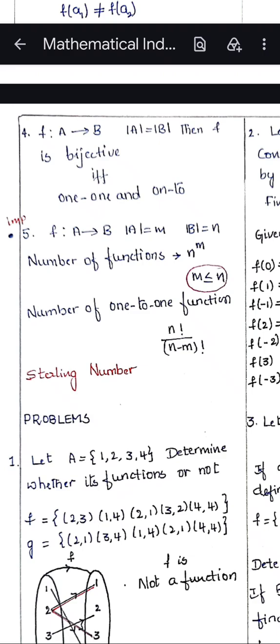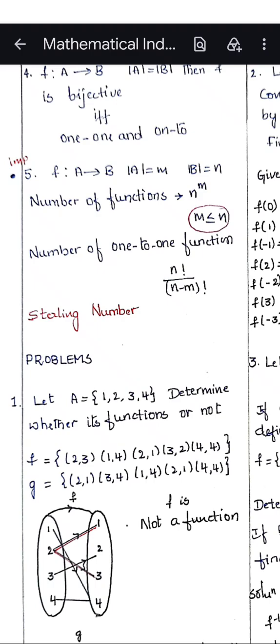For example, for a function from A to B, mod A is m, mod B is equal to n. The number of functions is n power m. Here m will be less than or equal to n. N is a larger number raised to the power of some smaller number. That is the number of functions. The number of one to one functions is n factorial by (n minus m) factorial.